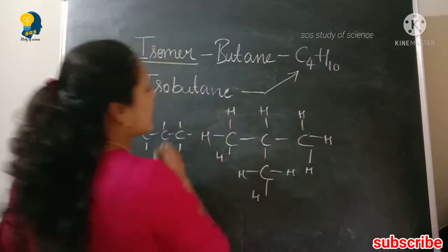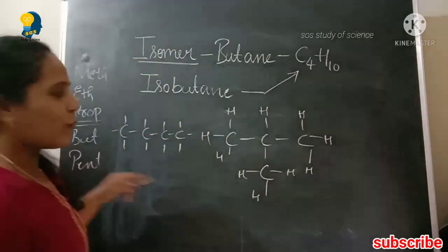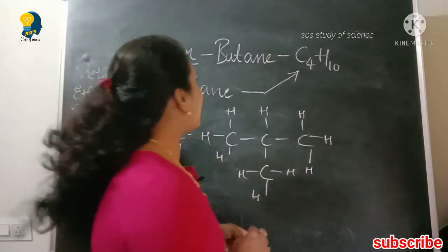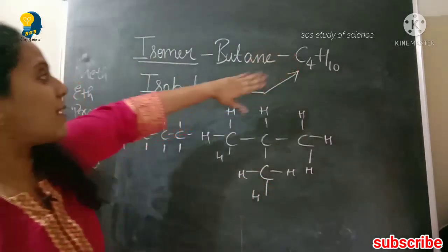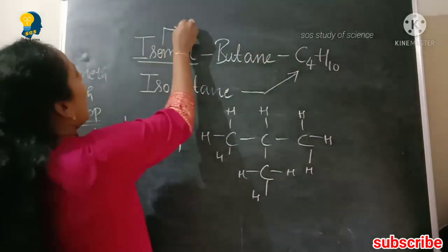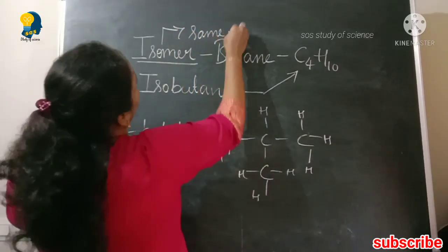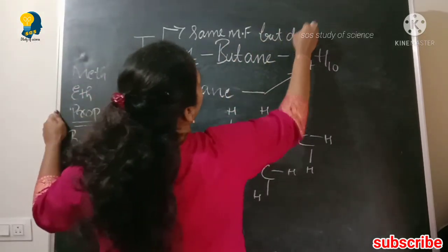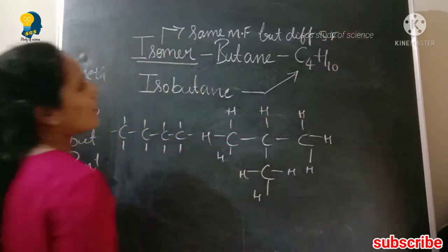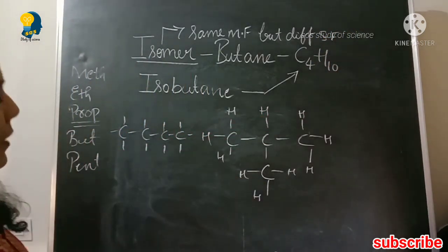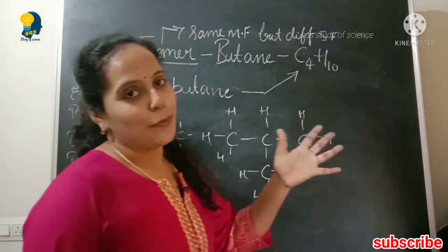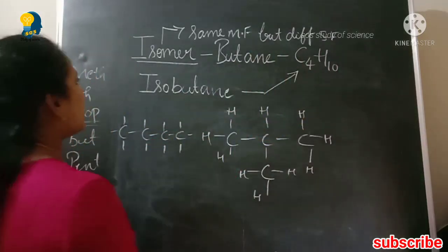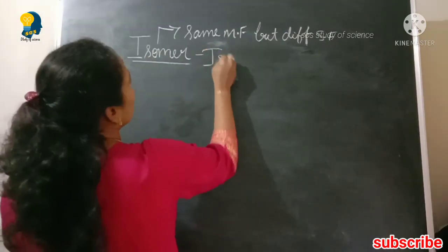This is how we write isobutane. For isopentane, you write 1, 2, 3, 4th carbon here and the 5th carbon below. I hope you have understood what an isomer is. Isomers have the same molecular formula but different structural formula. The first member of isomer is butane, isobutane. One more thing I'll teach you under isomer is isopentane.